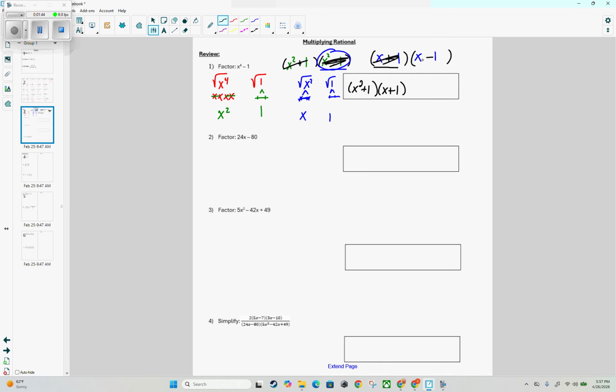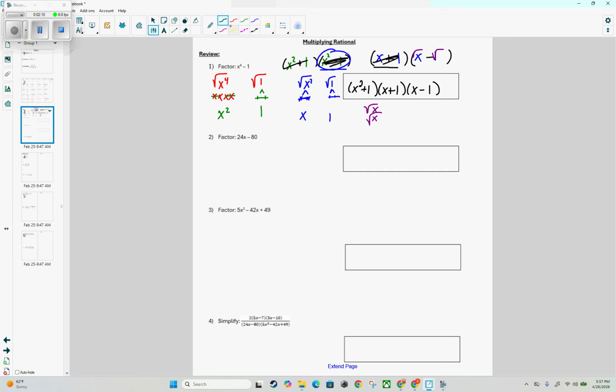Looking at this one, I'm going to check to see if I can square root it. Can I square root x? Well, in this case, I only have 1 x, so there's nothing that I can take out. That means it stays inside, meaning it cannot go any further. Since that can't break down, I'll put that last parentheses in there. So this one broke all the way down to x squared plus 1, x plus 1, and x minus 1.